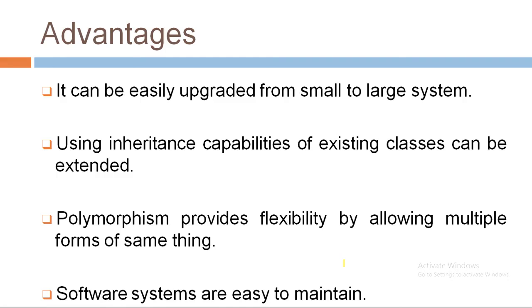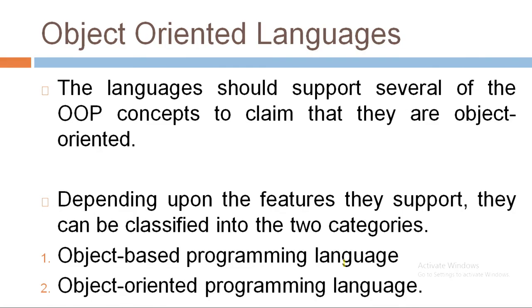Polymorphism provides flexibility by allowing multiple forms of the same thing, as we discussed in the concept of polymorphism, that the same operator or same function can take different forms or behave differently at different times. So software systems are easy to maintain with object-oriented programming.